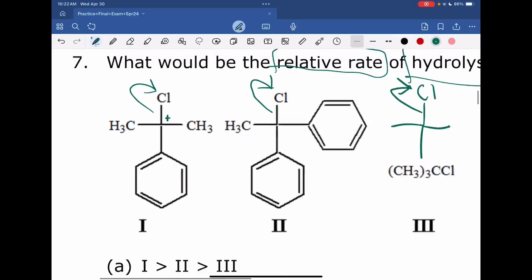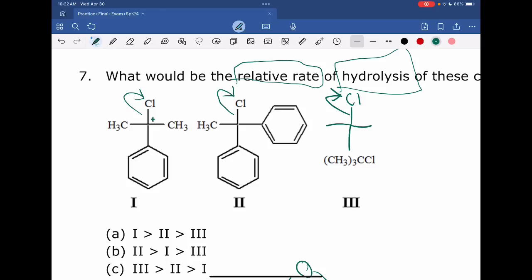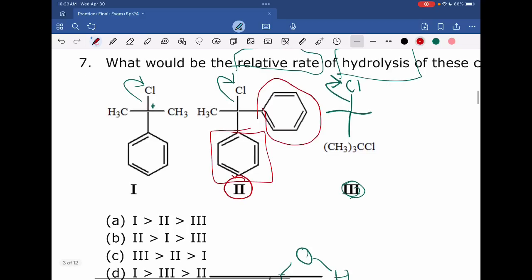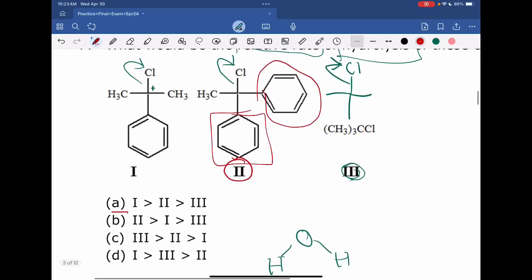So 1 is definitely going to be much faster than 3 because 3 has no rings. There is nothing that can stabilize this carbocation once it forms. So 3 is going to be the slowest, 1 is going to be faster than 3, and then 2 is going to be the fastest because it's got 2 rings to help it stabilize the carbocation. So it should be 2, 1, 3, which is B.